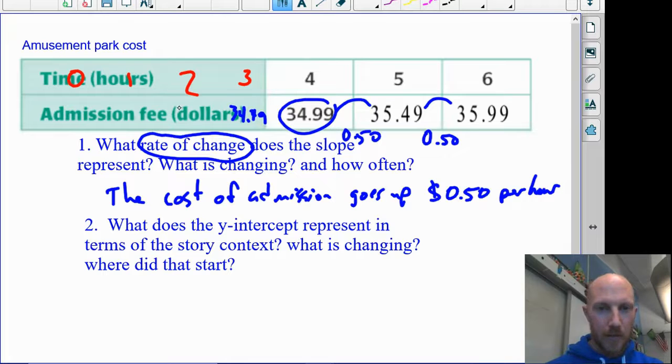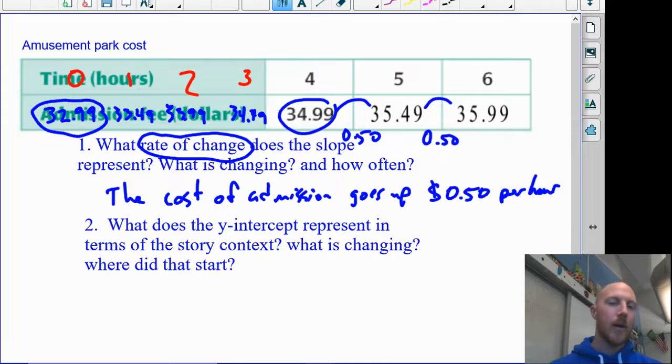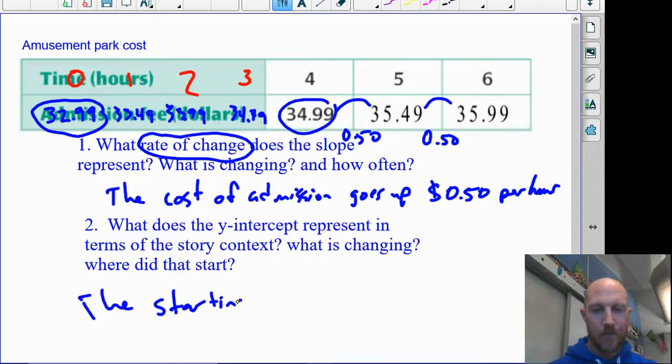34.49. And then before that would be 33.99. And before that, 33.49. And before that, 32.99. Because those are my starting value right there. So the initial cost was just to get in the gate of the amusement park. It cost me $32.99, and then they're charging me more the longer I stay, which again is kind of weird. I've never heard of that, but that's what the table shows.